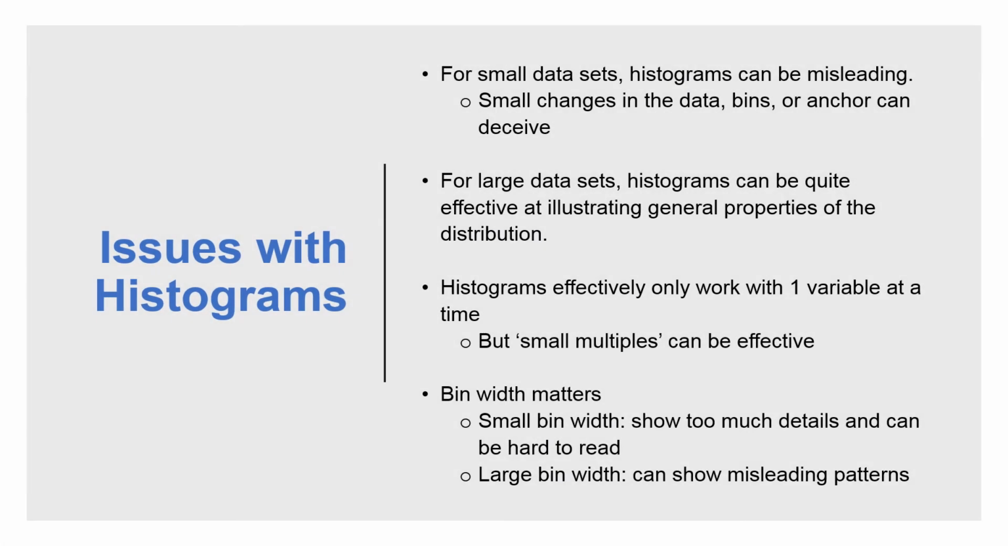For small datasets, histograms can be misleading. Small changes in your data can alter the overall pattern. For large datasets, histograms really work well. Even though histograms can only show one variable at a time, side-by-side histograms can be used to compare distributions of multiple variables. When constructing histograms, it is important to choose appropriate bin widths, or the widths of the individual bars.